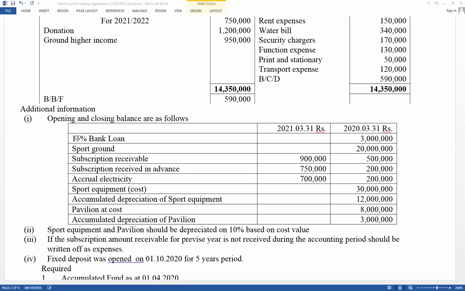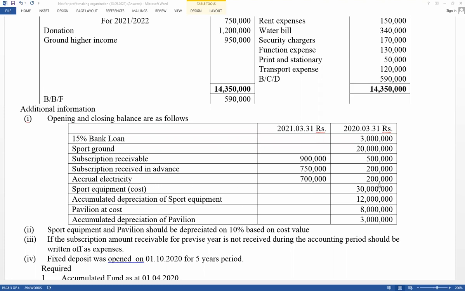Right, opening balance it has given bank loan, that is a liability. It has given percentage also. Therefore, you have to calculate loan interest also. And ground is an asset. Then subscription receivable and subscription received in advance. Subscription receivable means assets. Subscription received in advance is liability. Given both opening as well as closing balance.